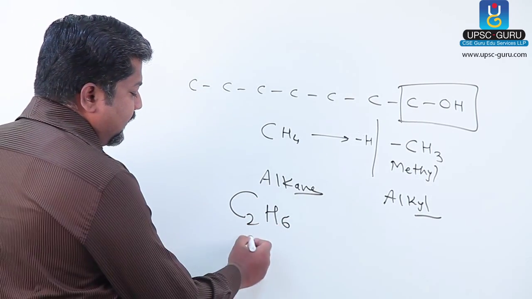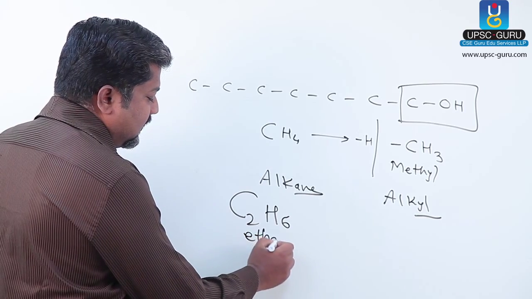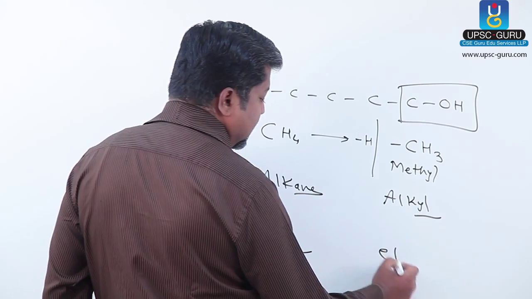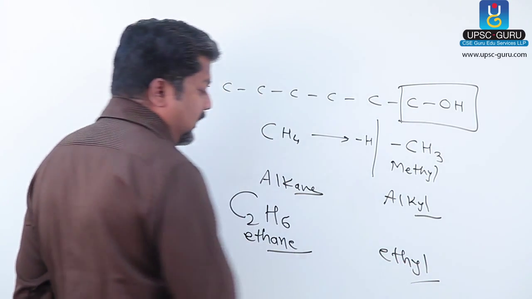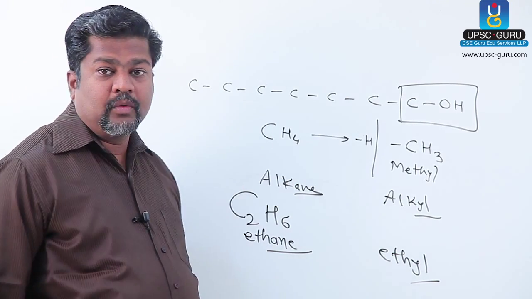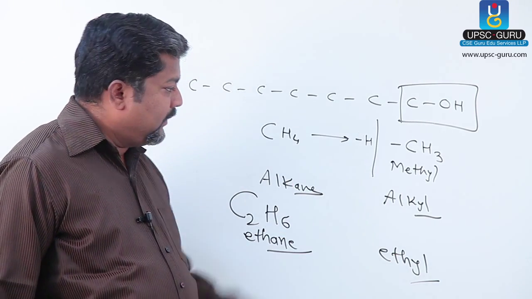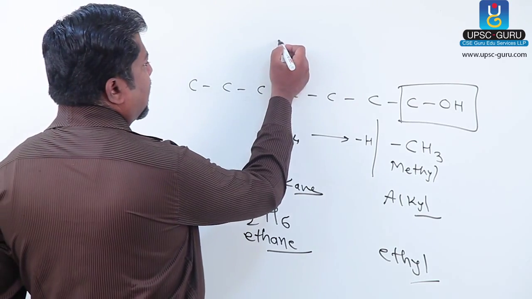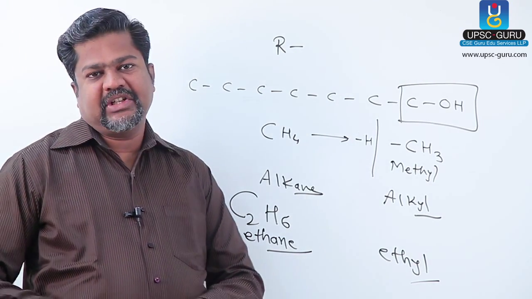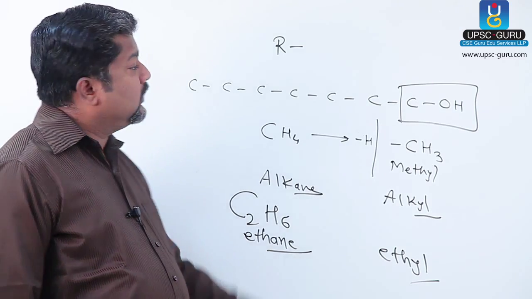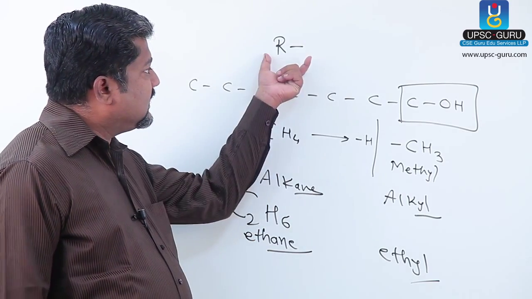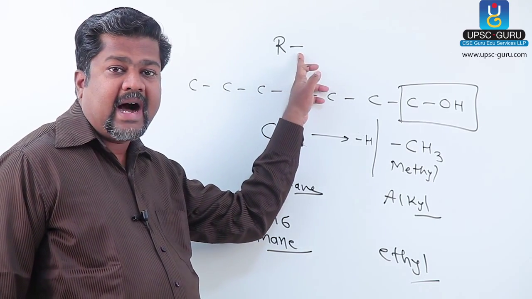C2H6, you are aware this is ethane. The suffix ane should be replaced, giving ethyl. So this way we have our first functional group, that is the alkyl group. In chemistry we represent this group by the letter R, with a dash in front of R. So this is called the alkyl group. Keep in mind, this is the alkyl group, represented by R and a dash.